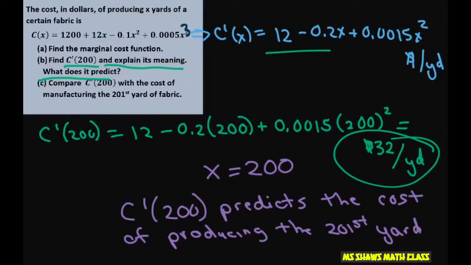Okay, now we're going to do it the long way. And that's by subtracting. So what we're going to do is take the cost of producing the 201st yard of fabric, which is going to be C of 201 minus C of 200. So you fill this in here. And this is a 3, by the way. All right, so let's fill that in.